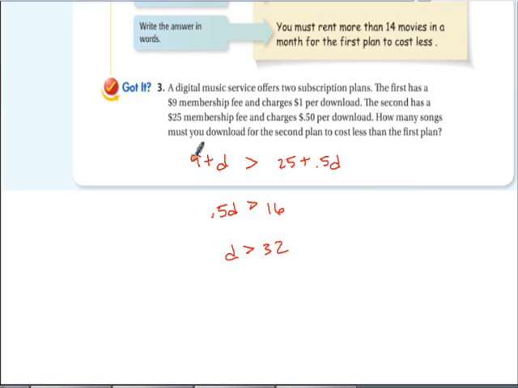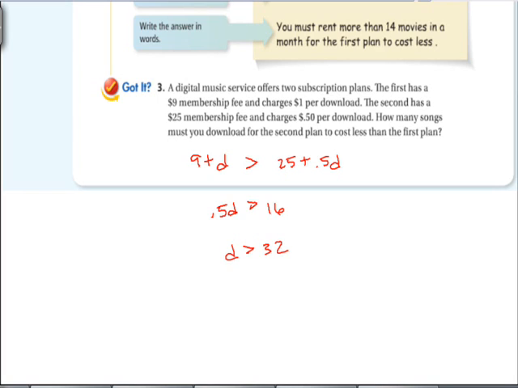Okay, so here's my setup. I got $9 and then plus 1D. I didn't write the 1, but it's $1 per download. And we want that to be greater than $25 plus 0.5D. All right, so the first thing I'm going to do is I'm going to try and get my variables on one side and my numbers on the other.